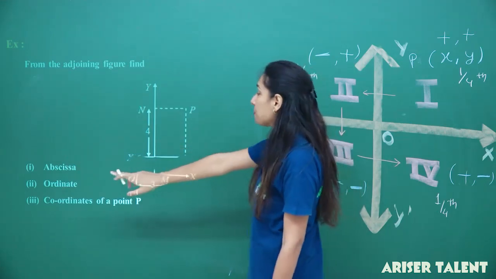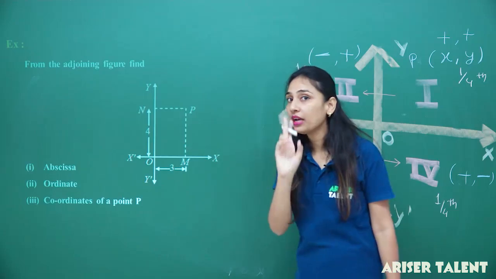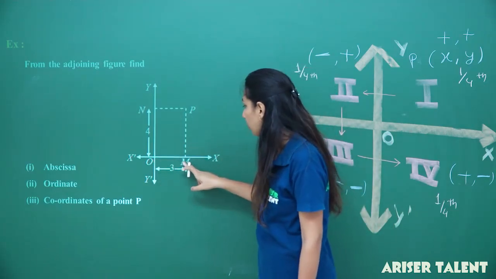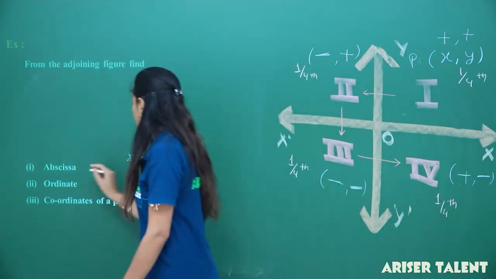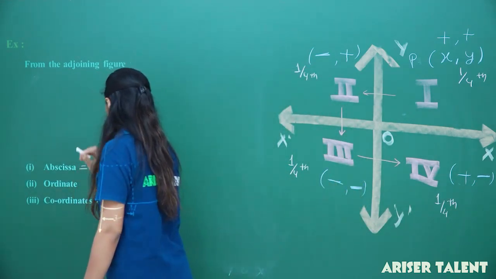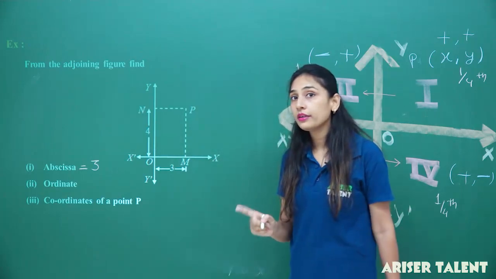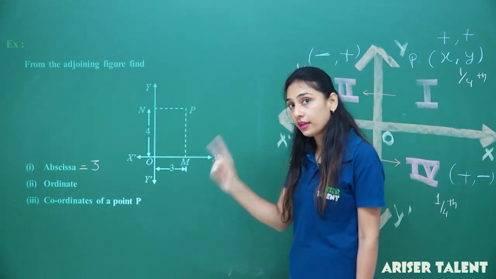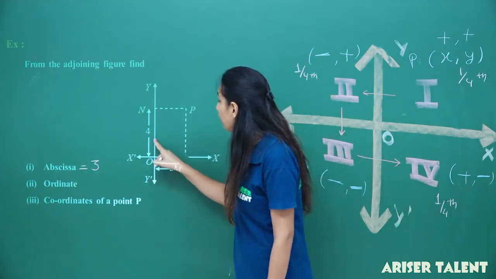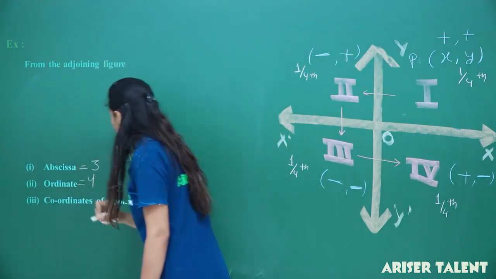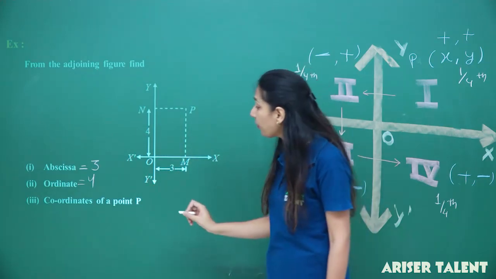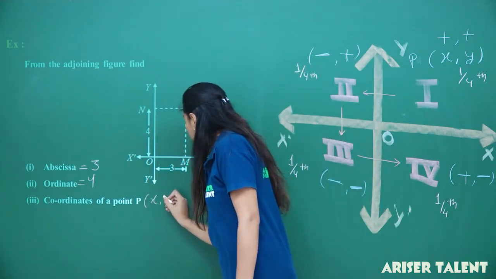Abscissa is the value of x. Now the value of x here is 1, 2, 3. So this is 3, and abscissa is equal to 3. Now I'll talk about ordinate. Ordinate is y, and the value of y is 4 here, so ordinate is 4. Now the coordinates of point P are, let's suppose, x and y.